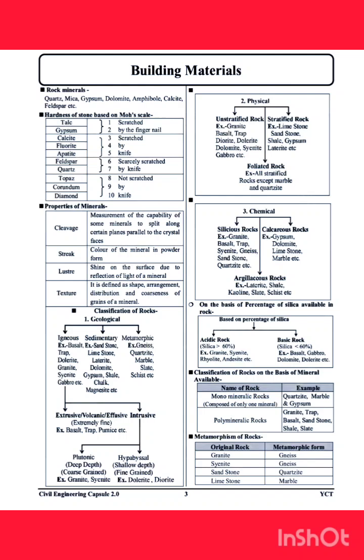Now streak means what? It is the color of the mineral in powder form, how it looks when it is touched. Next is luster. Luster means shining, how it shines. Next is texture. Texture is defined as the shape, arrangement, distribution, and coarseness of grains or minerals. In this way you can find out the texture.